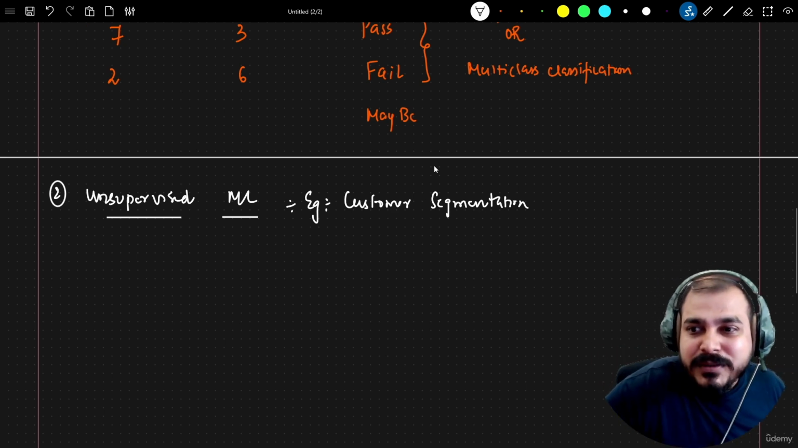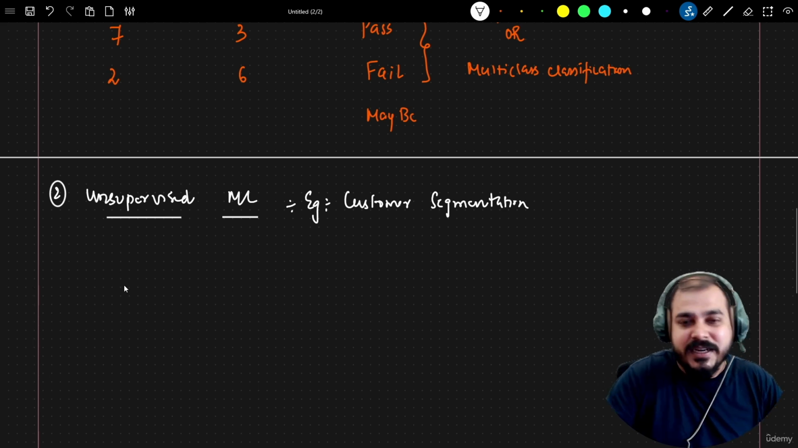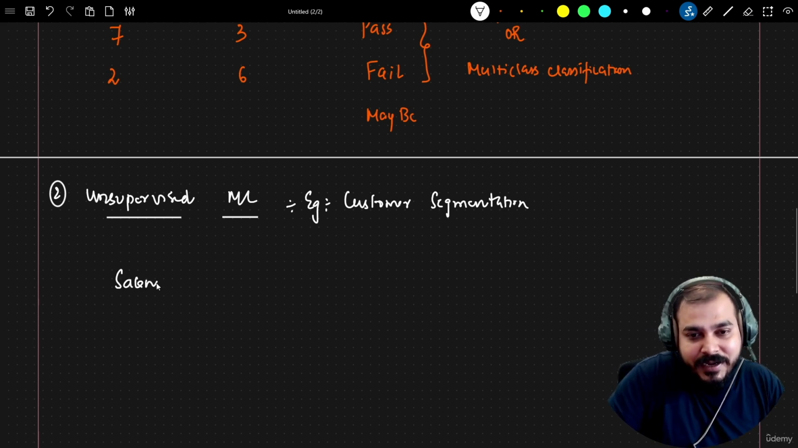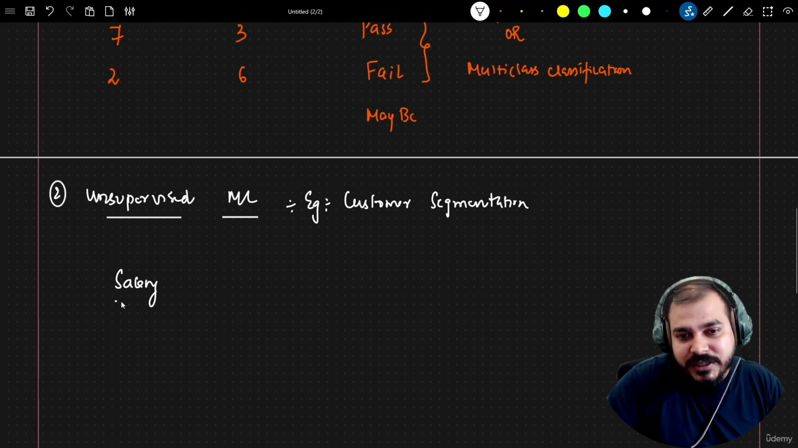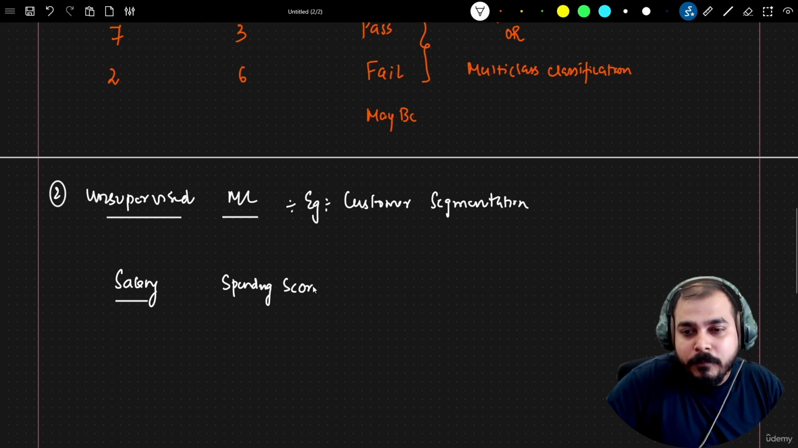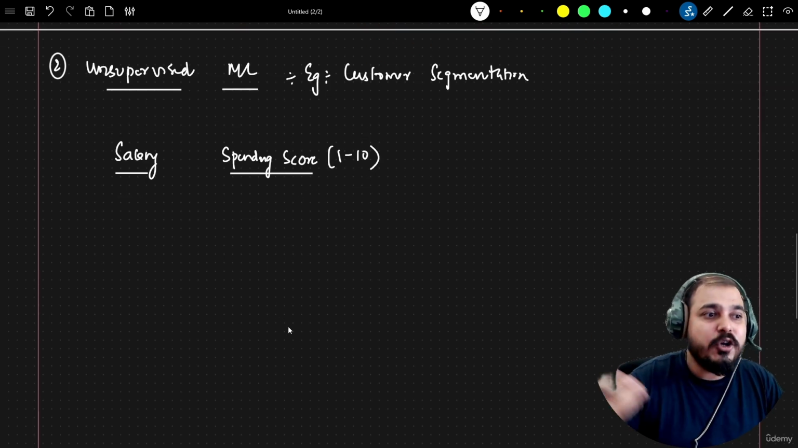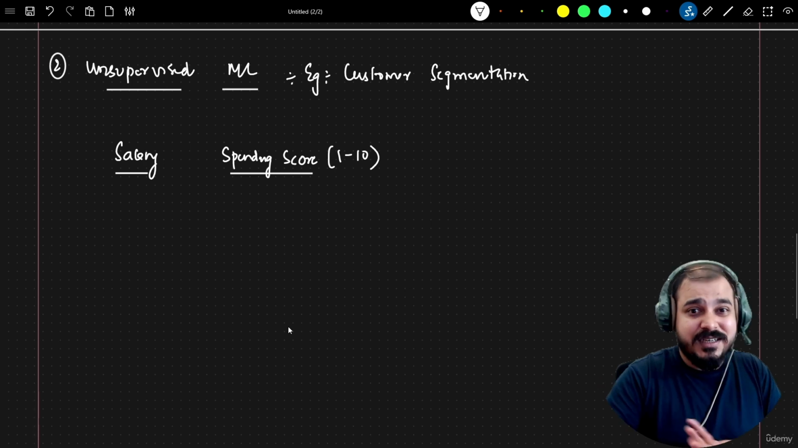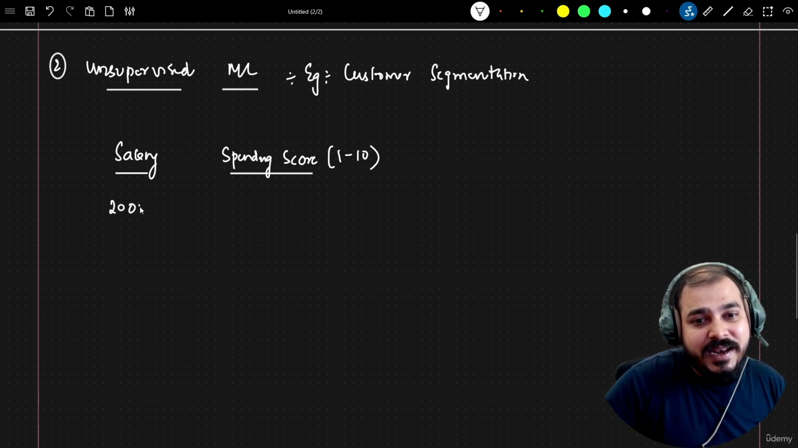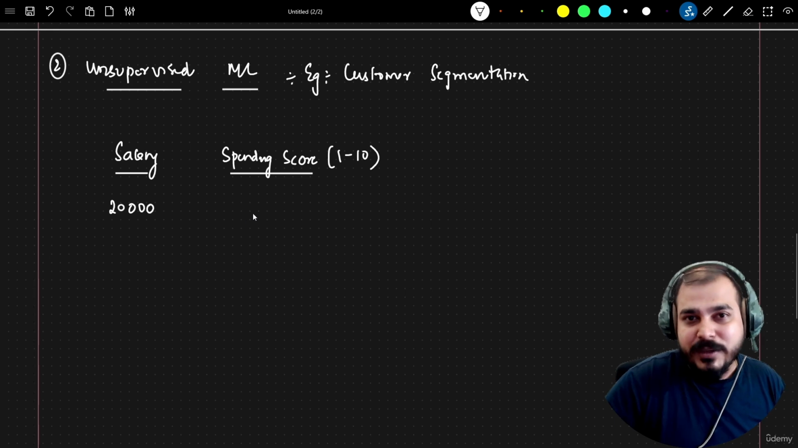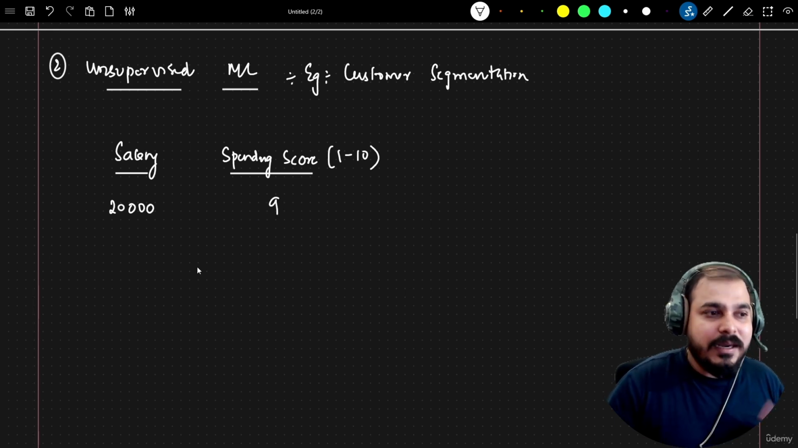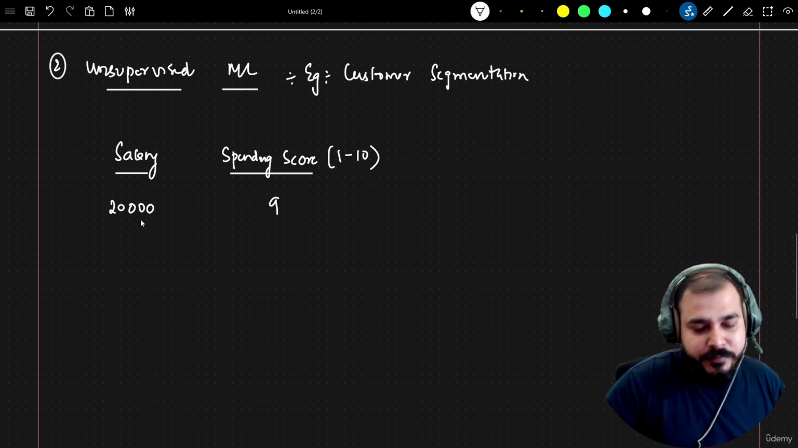So if I take an example with respect to customer segmentation and I have a specific data set, let's say this data set has a feature like salary. Then I have something called spending score. Okay, let's say I have these 2 specific features. The spending score is given between 1 to 10. That basically means how much the person is spending. The more the value towards 10, the more that specific person is spending. Let's say this salary is 20,000 rupees, INR, $20,000. And let's say the spending score is somewhere around 9. That basically means this person spends more, right?